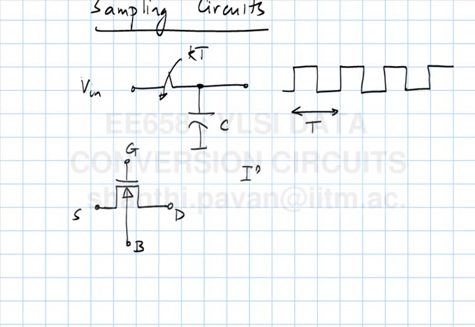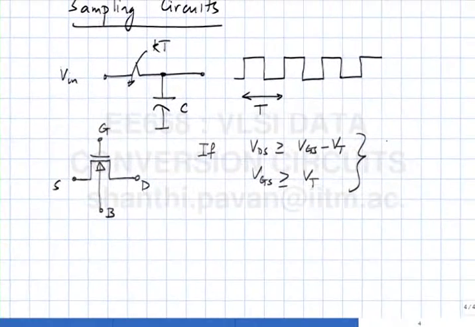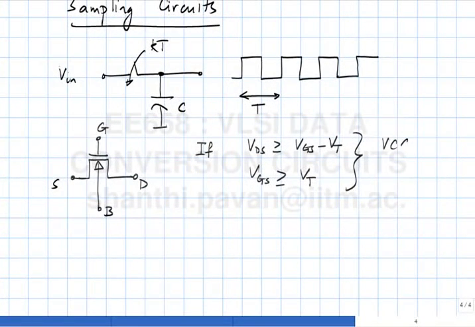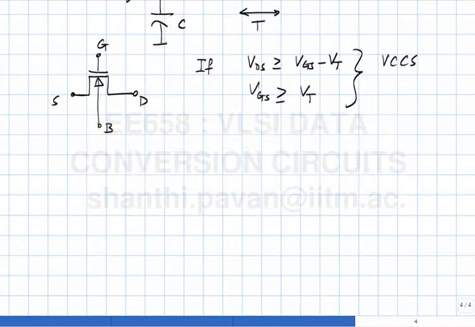and in analog circuits, you've seen that if VDS is greater than or equal to VGS minus VT, and with VGS being greater than or equal to VT, the transistor behaves like an incremental voltage controlled current source. Now it turns out that if the transistor is operated with VDS less than VGS minus VT, then it is in the linear region, and if VGS is greater than VT, it will look like a resistor.